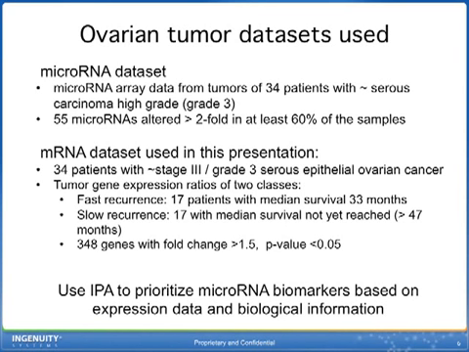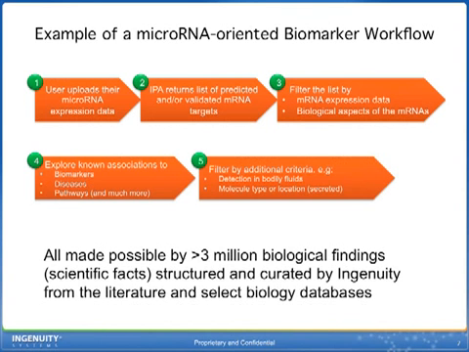So let's first focus on the microRNA part of the workflow. For this, I'll be using a new tool in IPA called the microRNA target filter. This slide conceptually explains how that filter works. In step one, you upload either a list of microRNAs or microRNAs with expression data, and IPA automatically returns a list of predicted and or validated mRNA targets for those microRNAs.